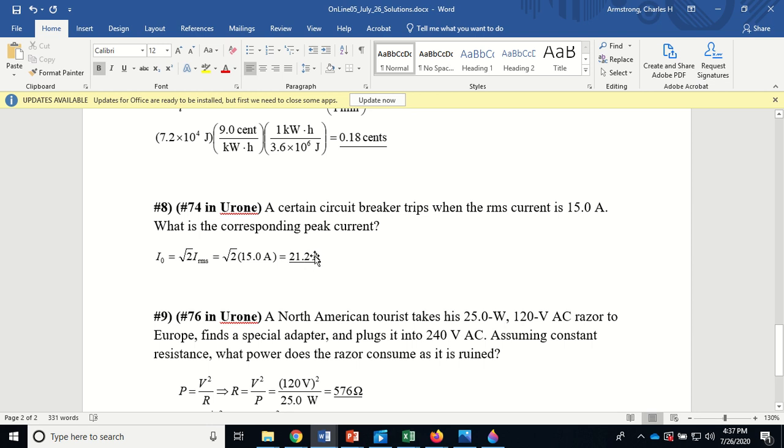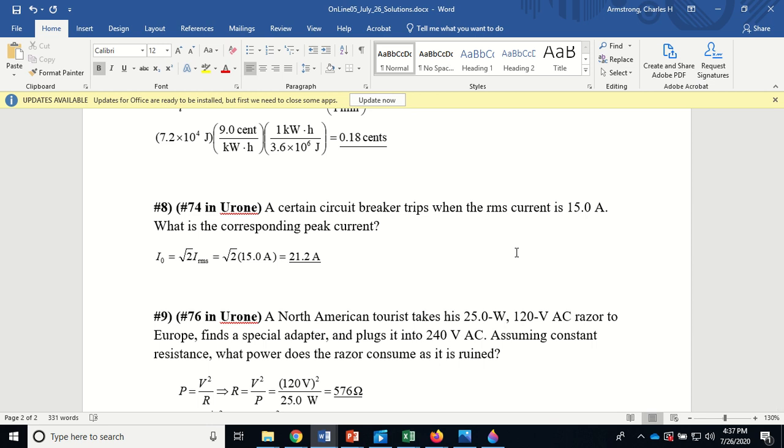So it's 21.2 amps, down at some point to 15 amps, at some point down to 10 amps, some point down to 0 amps. Then it goes negative 10 amps, negative 15 amps, negative 21.2 amps. But over a long period of time, it averages out to be about 15.0 amps.